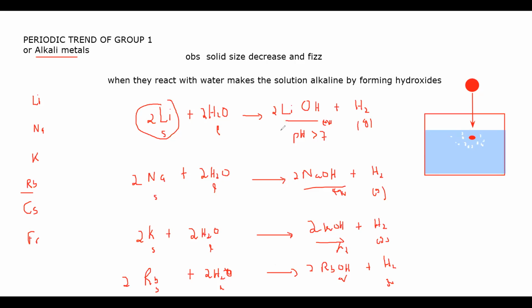Finish writing this, is it clear? The group 1 metals or alkali metals, why do we call them alkali? Because they form a solution. When they react with water, they make an alkaline solution. Finish writing this. Yes, sir.